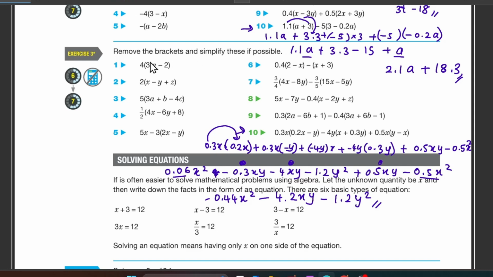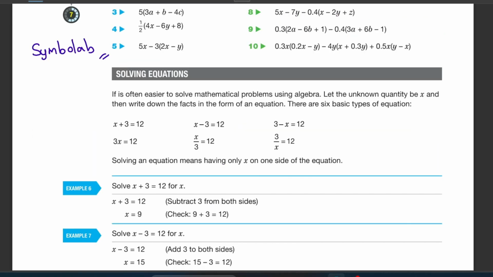Similar to that, I think other exercises are easier, so you can do it yourself, and you can use online calculators that are available, like Symbolab, to check your answers. Okay, the next topic is solving equations.